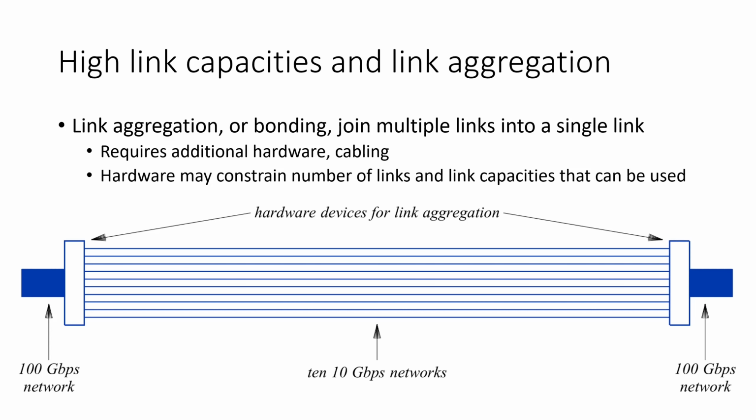Although link aggregation is an alternative, it usually requires additional hardware. You need hardware to do the aggregation, and this also involves more cables because each link is lower than a high capacity link. Also, the hardware used for aggregation may constrain the number of links that can be aggregated and the capacities of these links. For example, this aggregation device may be limited to 10 links, and each link may be limited to 10 gigabits per second. So you can't build a 400 gigabit per second link, for example, using this aggregation device.